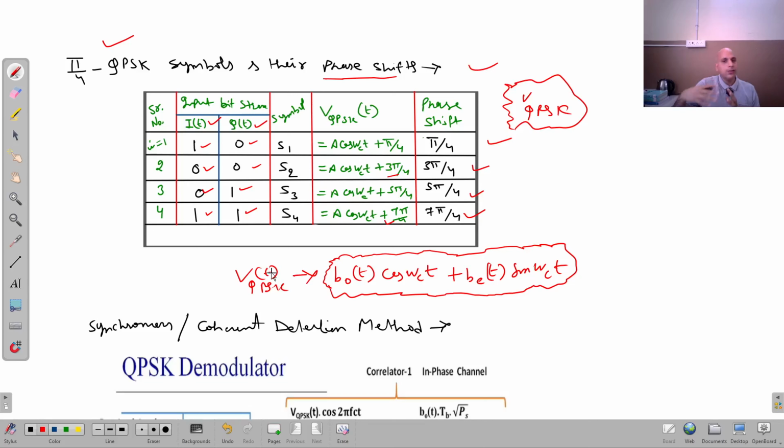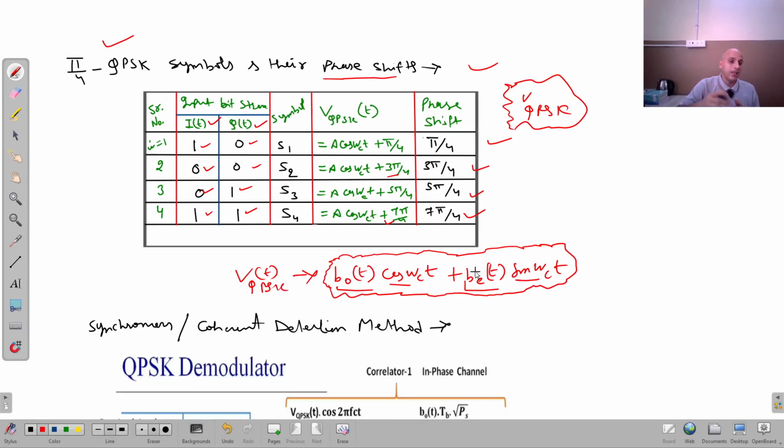Now, how is this signal decoded? You can see this signal. If I ignore the carrier terms, then this signal contains the information in two parts, one is the odd bit stream and the other is the even bit stream. So somehow we have to recover these bit streams from this modulated wave. For the detection of QPSK, we can use the synchronous, that is coherent, as well as the non-synchronous or non-coherent detection method.